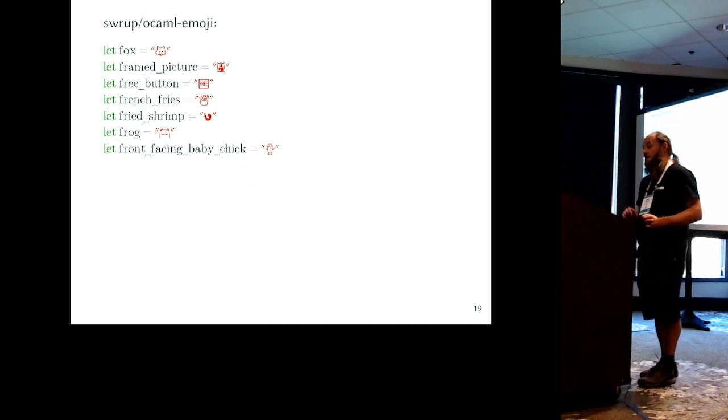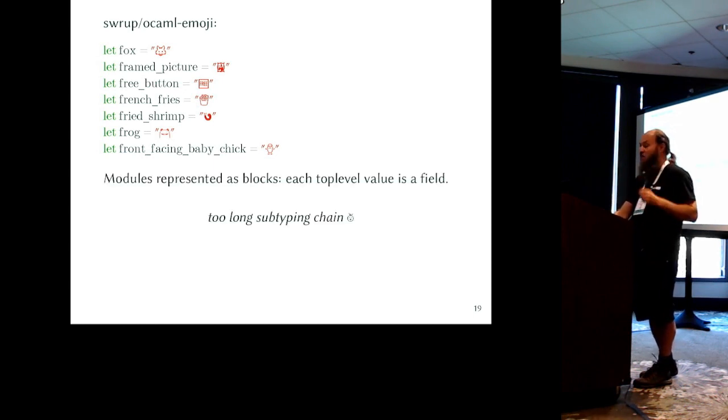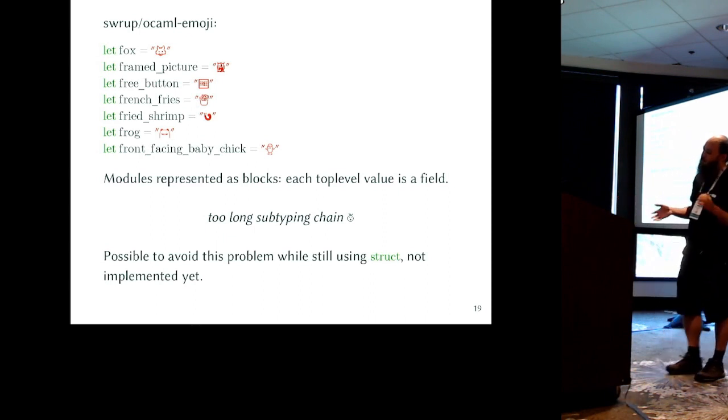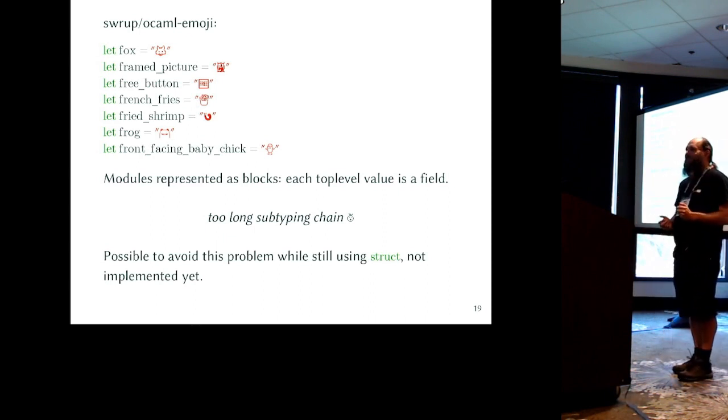Also, that encoding is great, but there are stupid OCaml libraries, like OCaml emojis, which has basically one definition for each emoji, and that's a lot. OCaml modules are represented as blocks. And so you can imagine that those are quite long blocks. The problem is that the subtyping chain is quite long, and for good reason, there are limits to the length of subtyping chain, because there needs to be something that represents inside the engine some structure of the subtyping chain.